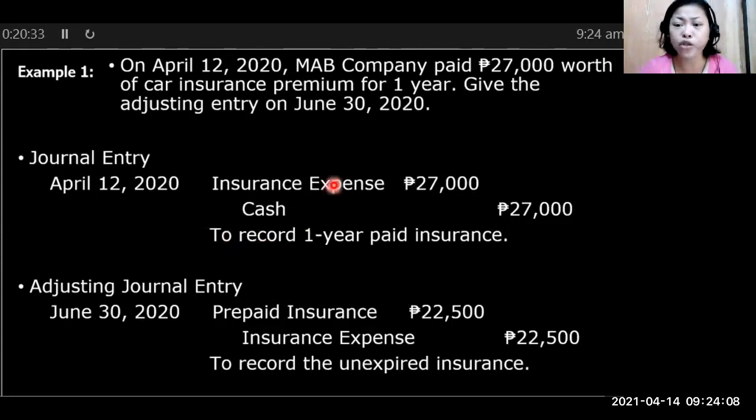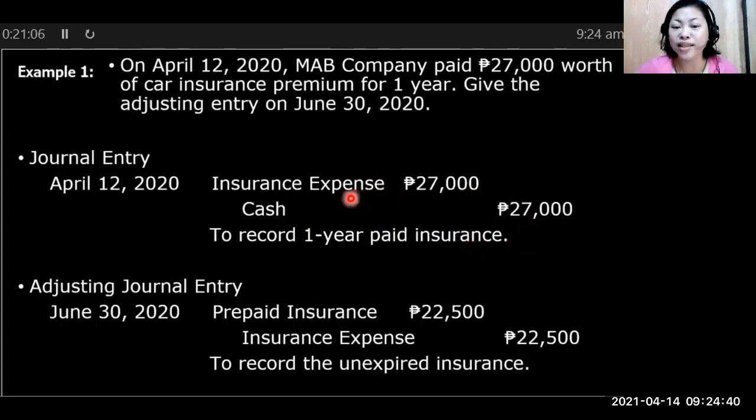On April 12, 2020, MAB company paid 27,000 worth of car insurance premium for 1 year. Give the adjusting entry on June 30, 2020. Again, it is for 1 year. Look at the journal entry upon payment. Kanina, we have used prepaid insurance. In expense method, we are using insurance expense, 27,000, and then cash, 27,000.